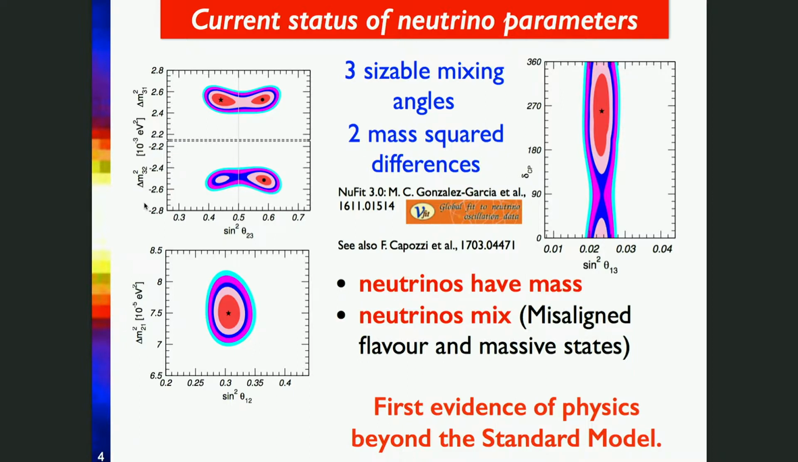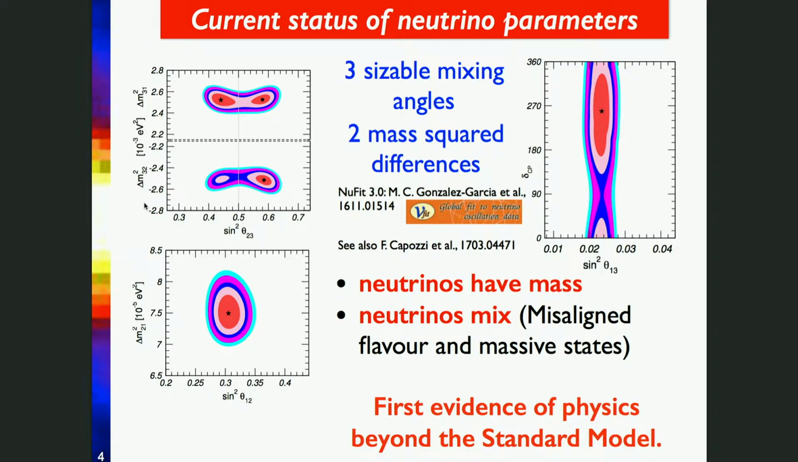And finally, we have the third mixing angle, which is theta 1, 3, which is the smallest one, but as you can see, is not particularly small, it's around 8, 9 degrees. And I'll come back to this. We start having some hints in favor of CP violation. These contours mean 1 sigma, 2 sigma, 3 sigma, etc., 90%, 95%, etc.